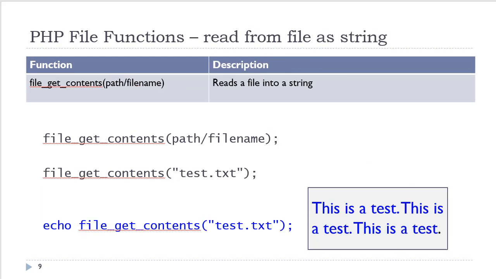We can read the information from a file using the file_get_contents function. It takes one parameter, the path and the file name that we wish to read from. It reads it into a string. So if we were to use the echo statement, we would just get pure text.